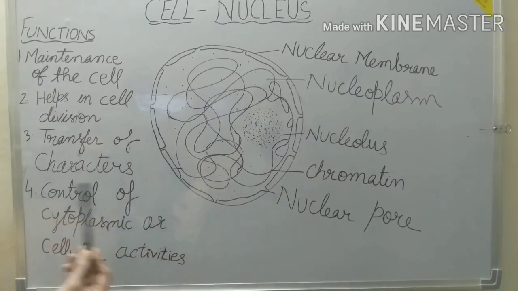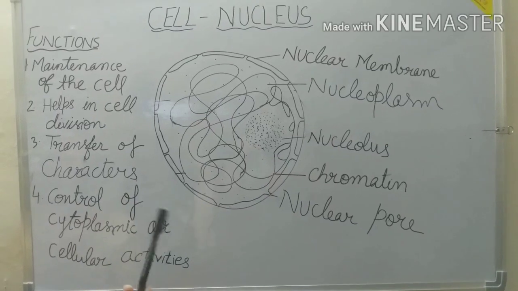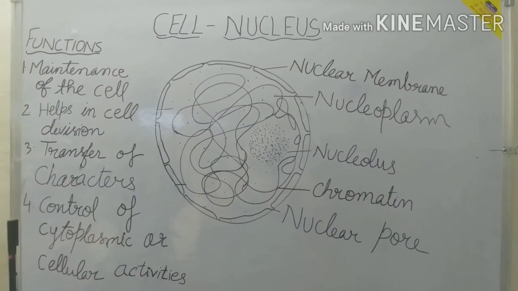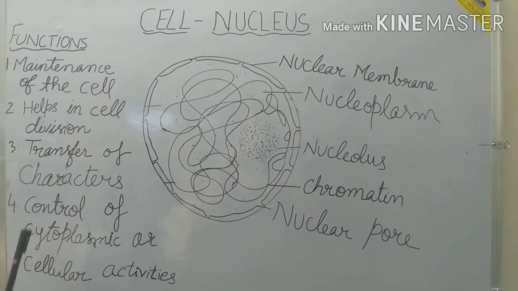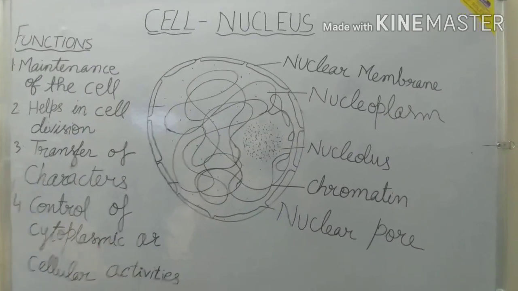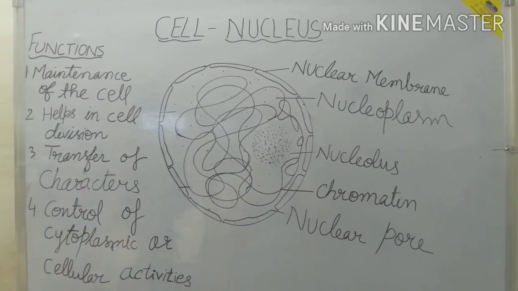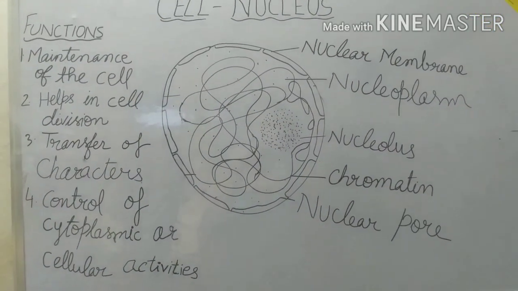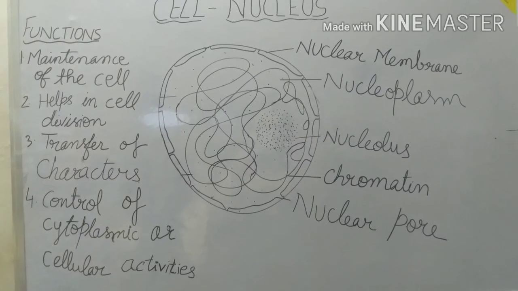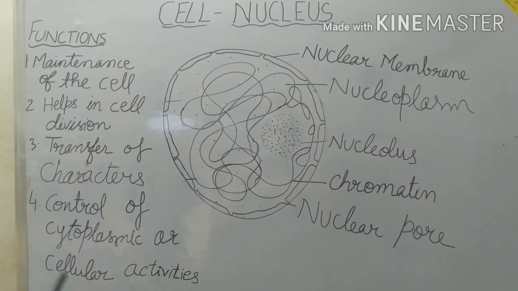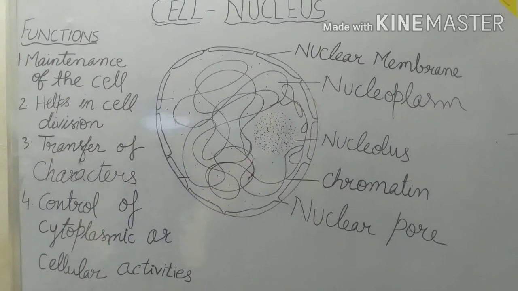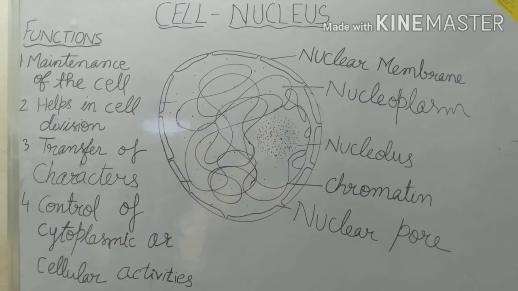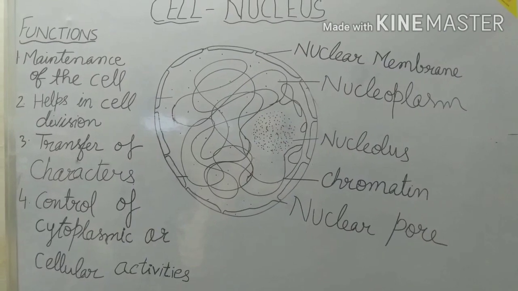The third is transfer of characters, which means that with the help of chromosomes, it takes part in the transmission of hereditary characters from parents to the offspring. Last but not least, the nucleus controls all the cytoplasmic or cellular activities which take place inside the cell. That is all about the nucleus.